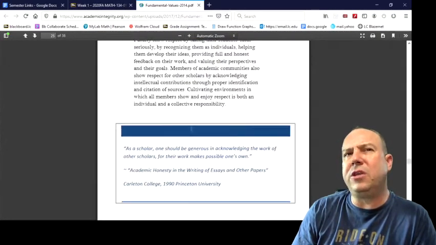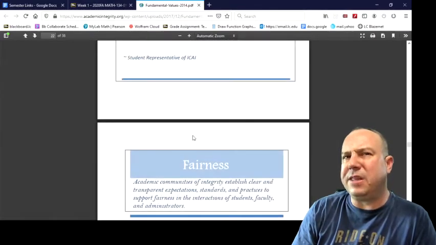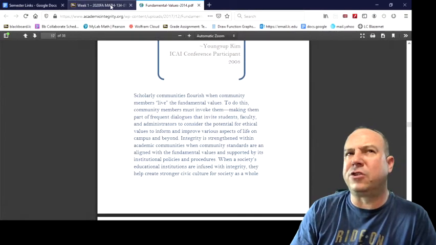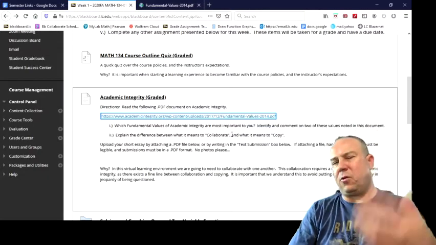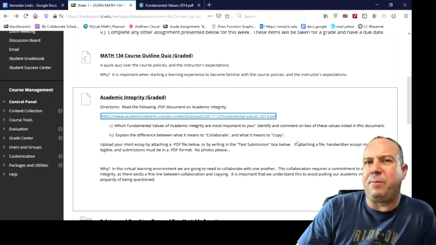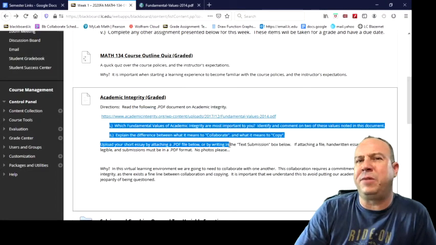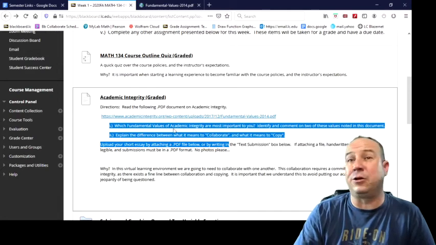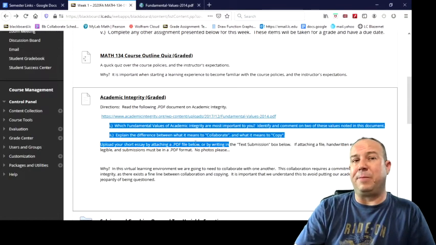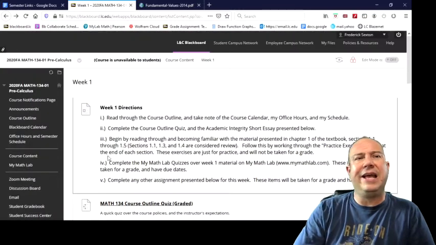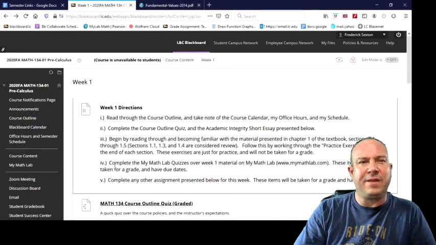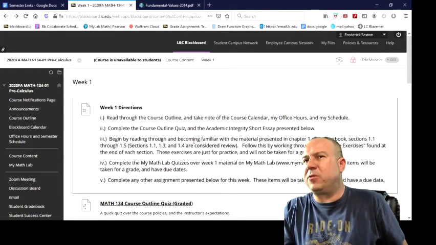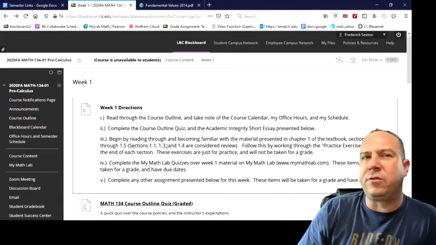All right. So you want to read through, starting about page 16 and beyond, and write a short little essay about what I ask for here. It doesn't have to be pages long, folks, but just enough to give me what I'm looking for would be fine with me. This is then your second assignment for the week that appears here. From there, you also want to begin by reading through and becoming familiar with the material presented in Chapter 1 of the textbook, sections 1.1 through 1.5.